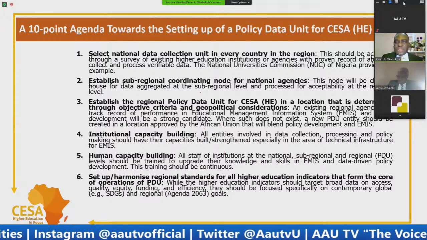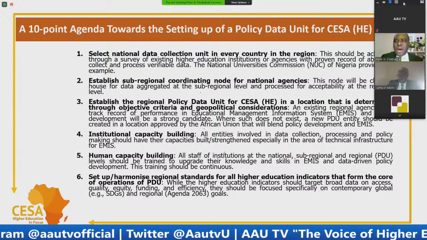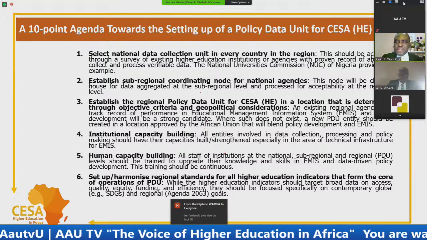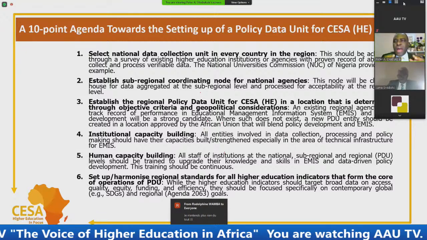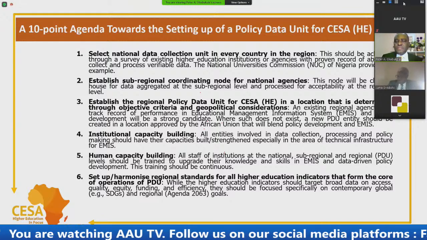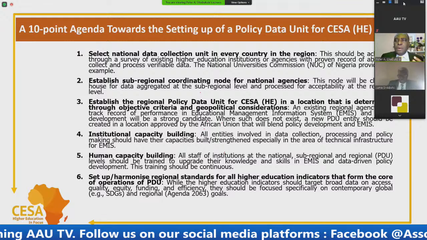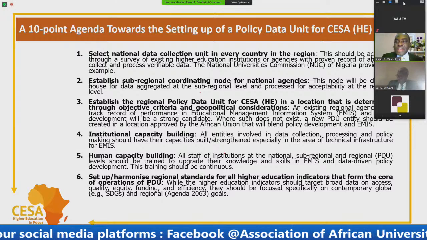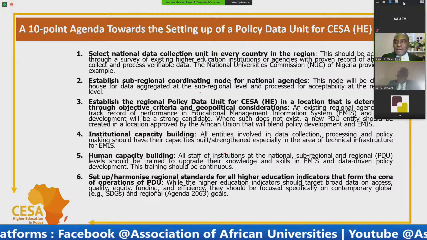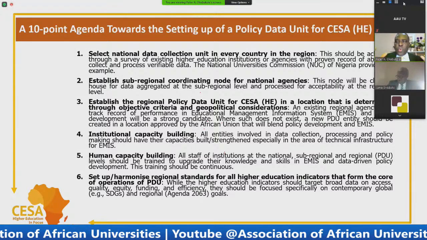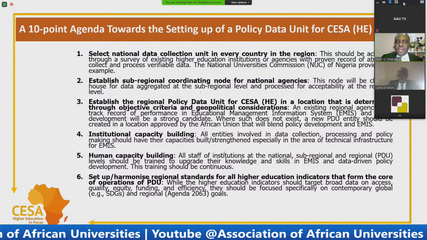Very important item is number 6. We're talking about data for higher education that will drive policies. So what kind of data are we looking at? We have to agree region-wide about the standards for all the higher education indicators. Our suggestion here is that the education indicators should target broad areas of access. Data on gross enrollment ratio, net enrollment ratio, and all of that, on quality, on equity, on funding, and efficiency.